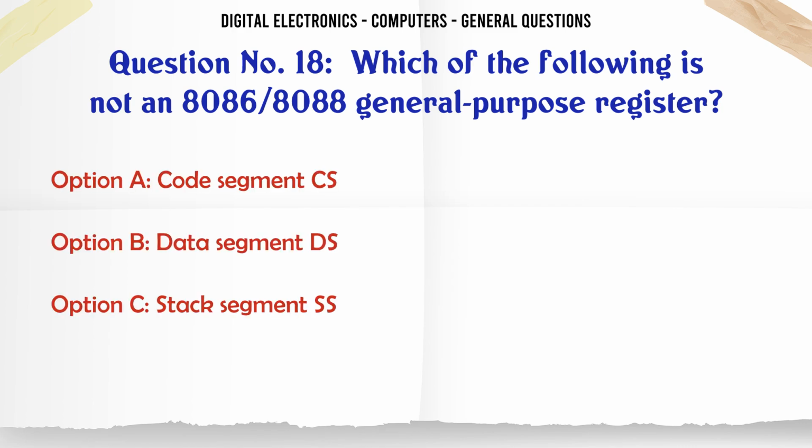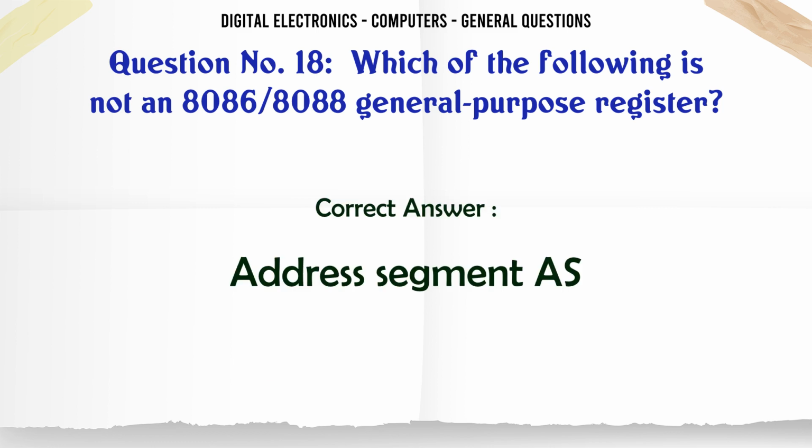Which of the following is not an 8086-8088 general-purpose register? A. Code segment, CS. B. Data segment, DS. C. Stack segment, SS. D. Address segment, AS. The correct answer is address segment, AS.